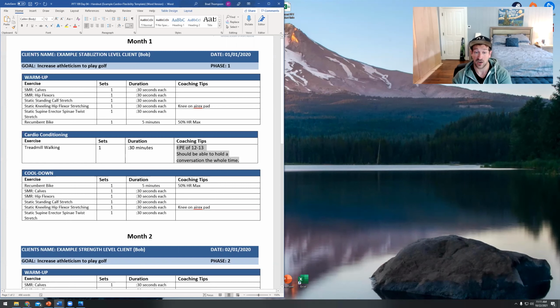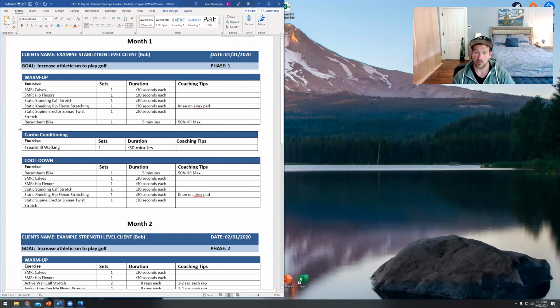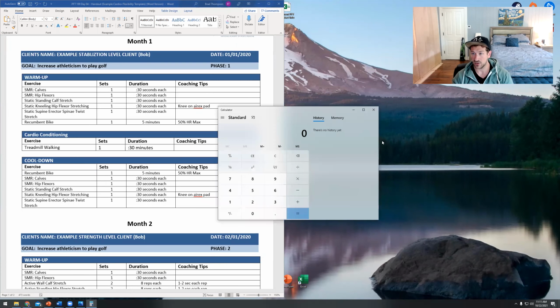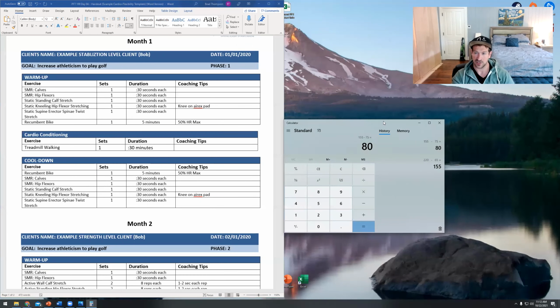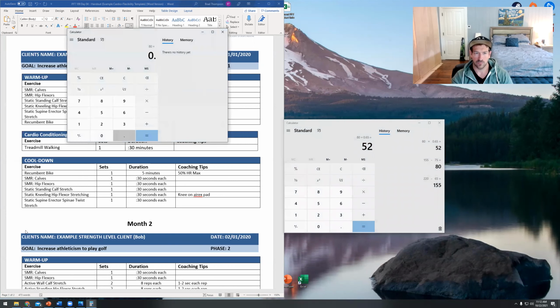Or if Bob's got a heart rate monitor, what did I say earlier, right? I said he's 65 years old. His resting heart rate was 75. So 220 minus 65, right? Minus his resting heart rate of 75. And then I want to go between 65 and 75%. So I go times 0.65. That's 52. And then I add his resting heart rate back on.